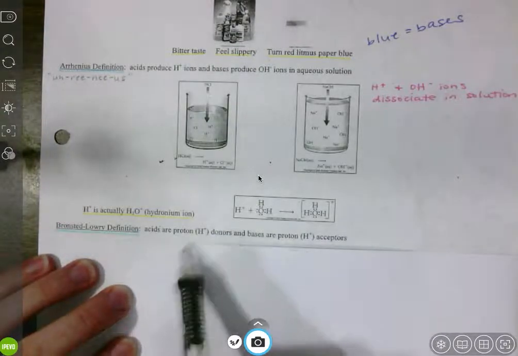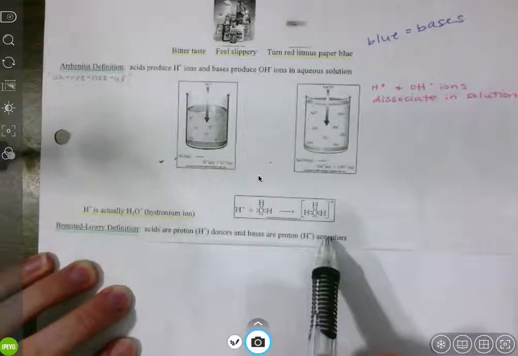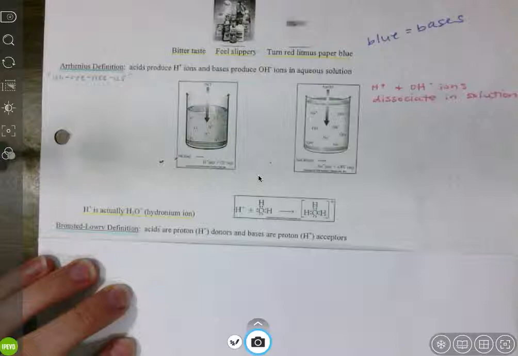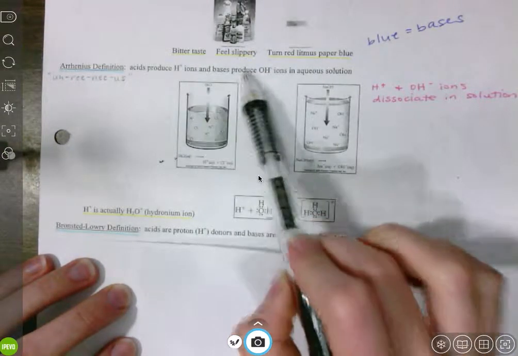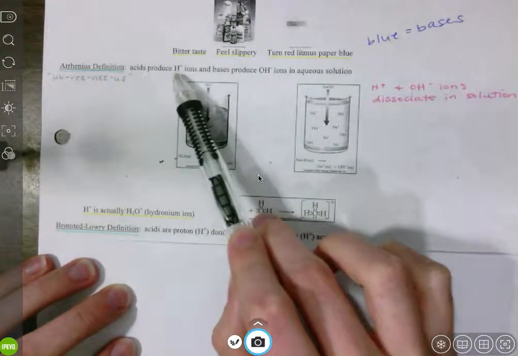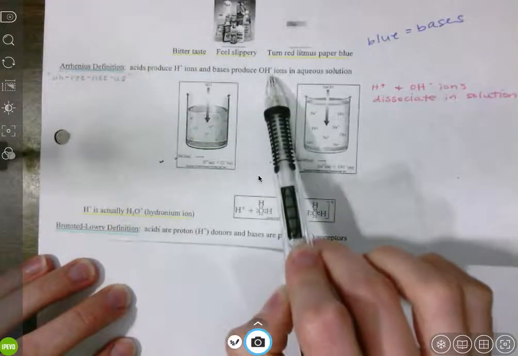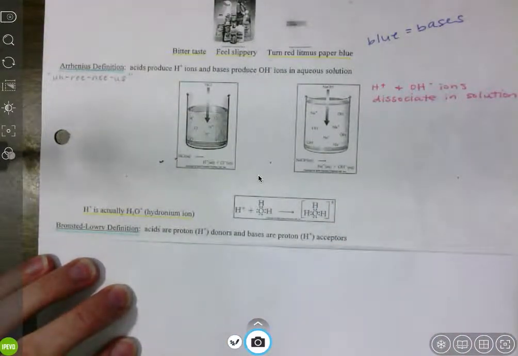So that hydrogen ion from the acid is going to go to the base. So for Bronsted-Lowry, we don't need hydroxide ions. That hydrogen, that proton is still super important, but not all bases have a hydroxide group in them.